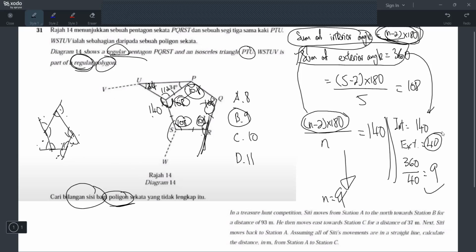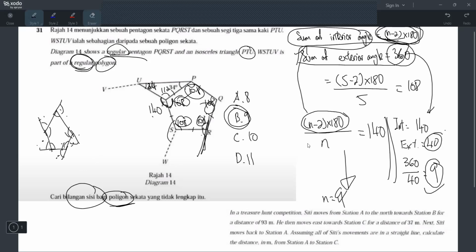That is why I can take advantage of this. Since I know the sum of exterior angles is 360 and I know each is 40, I take 360 divided by 40, then I will know there are 9 exterior angles. Because 40 has to be multiplied by 9. It means there are 9 exterior angles in this shape. It means this shape has 9 sides, because if it has 9 sides, then only is it possible to have 9 exterior angles. That's why I can do it like this.